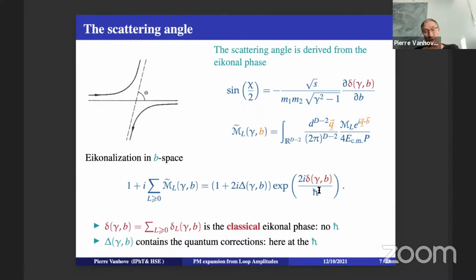So all the h-bar is here. There's no h-bar in my purple delta, and the big delta here contains everything that I call quantum. From this, I use the standard saddle point. By varying this with respect to B, I can extract the sine of the scattering angle.